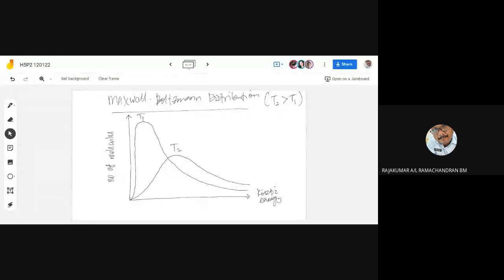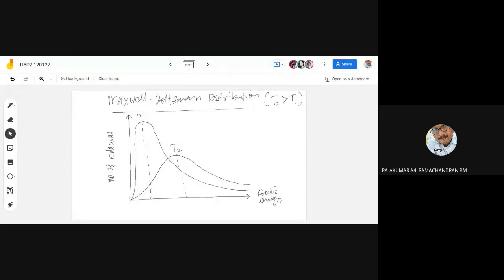So we will have two curves. One is for T1, one is for T2. You will find the T1 is narrow and tall. You will find the T2 is wide and short. And then the average, the maximum speed, you can see here. The top of the peak is the maximum speed.